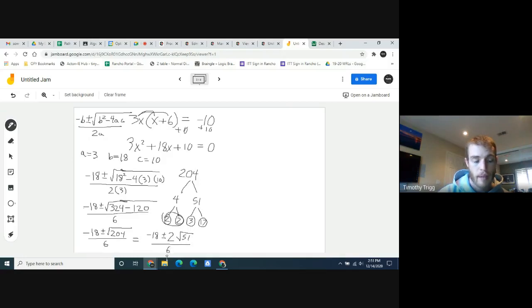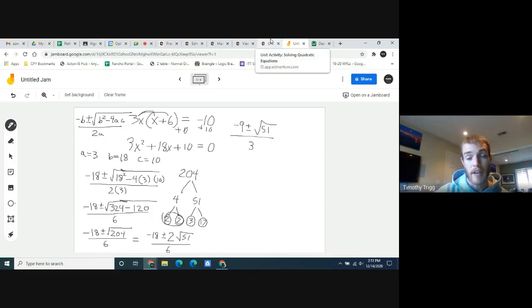Divided by 6. Now from here, we could simplify because we could divide all of these by 2. So this can become negative 9 plus or minus, divide this by 2, that 2 goes away, square root of 51 over, divide that by 2, that's 3. And there you go. Sometimes it comes out really weird like this, but usually that's when it's not factorable. So when it's not factorable, you have to do it this way, and this is the easy way anyway. And you sometimes get something funky like that.